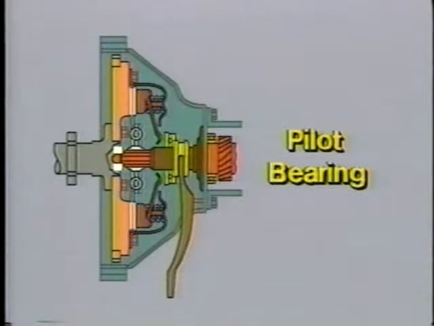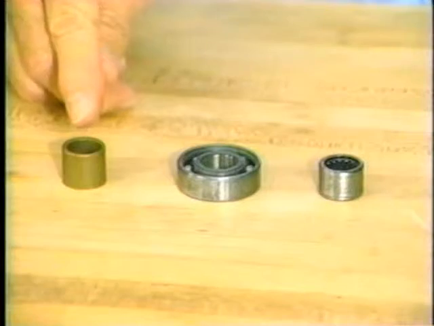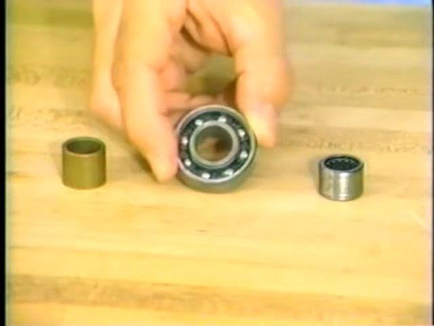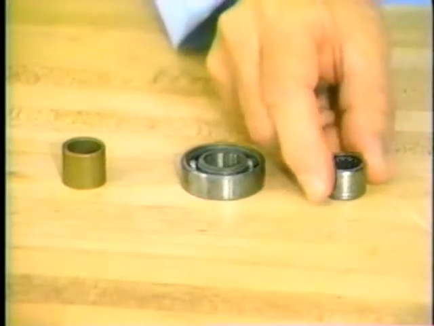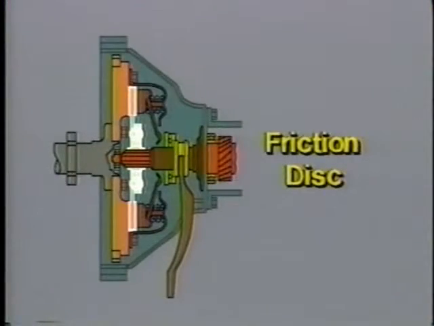for the transmission input shaft, as well as allows the crankshaft and input shaft to turn at different speeds when the clutch is disengaged. Three types of pilot bearings are used in today's engines: a bushing type, a ball bearing type, or a needle roller bearing type. All serve the same purpose.